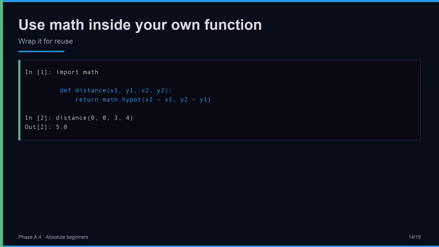You can use math inside your own functions. Define distance with 4 parameters, x1, y1, x2, y2. Inside, return math.hypot of the differences. Now distance of 0, 0, 3, 4 gives 5. You wrapped a math function inside your own name, with your own parameters. This is how libraries and your code meet. You import a tool, you wrap it in a name that fits your problem.